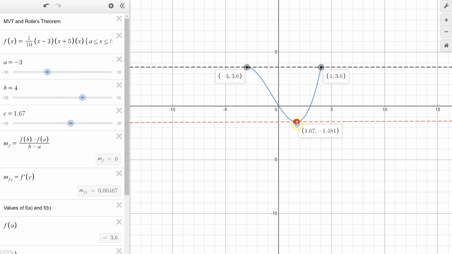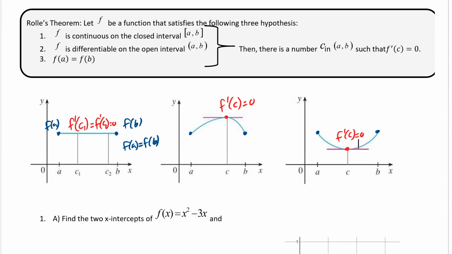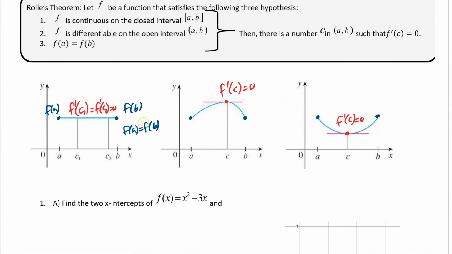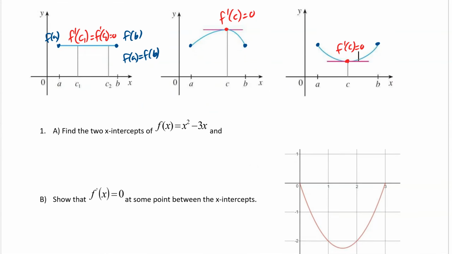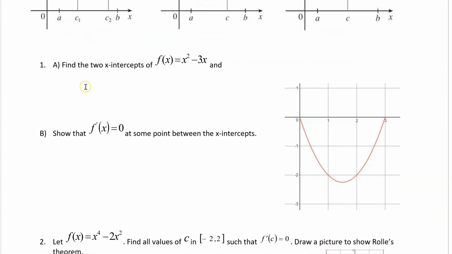That's all Rolle's thing. So if we have 2 points, they both have the same y value, it's a continuous function, all points are differentiable on it, well, then you're going to get another derivative in there that is equal to 0. So let's try one to prove what's going on here, sort of. So we're going to find 2 x-intercepts. This is one way that we can do this.